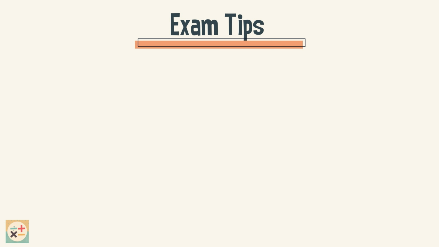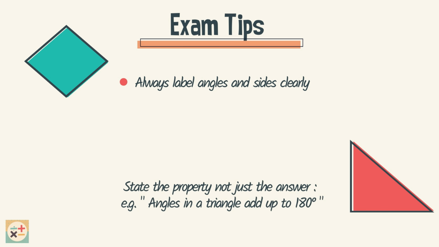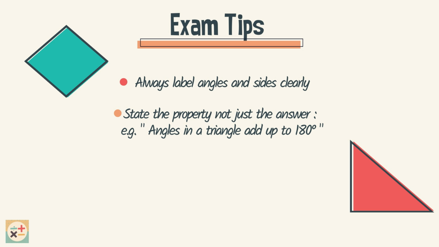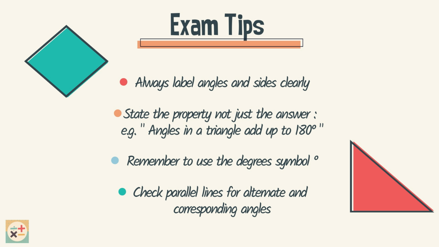Finally, try to remember these exam tips. Always label equal sides and angles clearly. State the property, not just the answer. For example, angles in a triangle add up to 180 degrees. Remember to use the degrees symbol. Check parallel lines for alternate and corresponding angles.